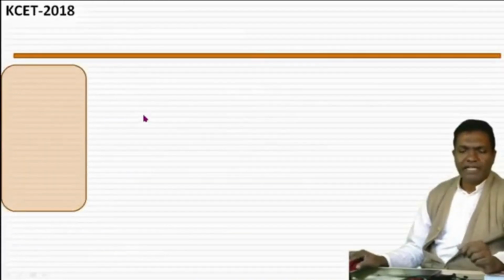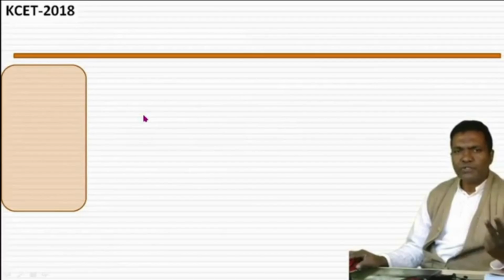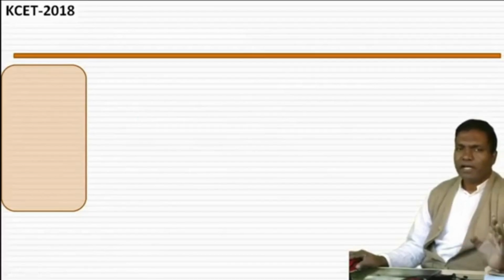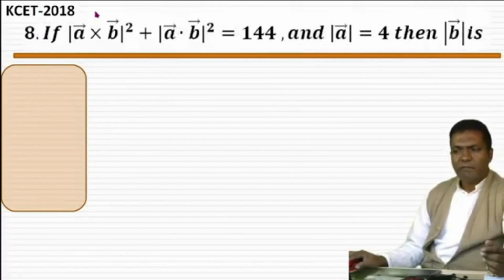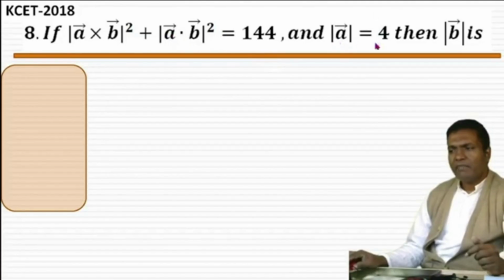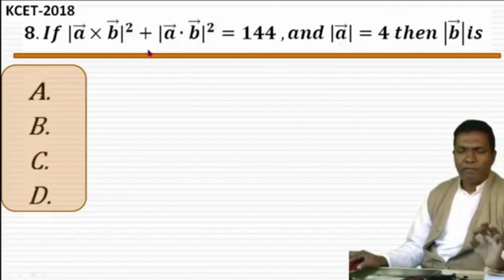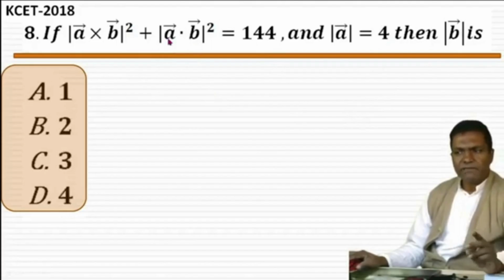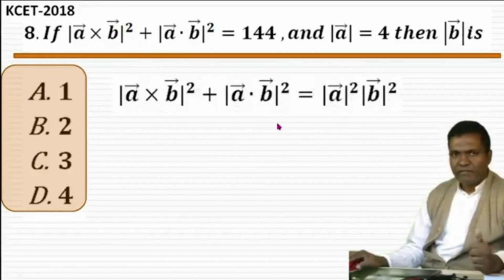This is a 2018 question, but actually 2 more questions were asked in 2019, but now they are out of syllabus, so I am ignoring them. So if magnitude of A cross B square plus magnitude of A dot B square equals 144 and magnitude of A equals 4, then magnitude of B is how much? I told you how important this relation is, because we find in 3 consecutive years, a question was asked on this. So pause the video and try and check your answer.